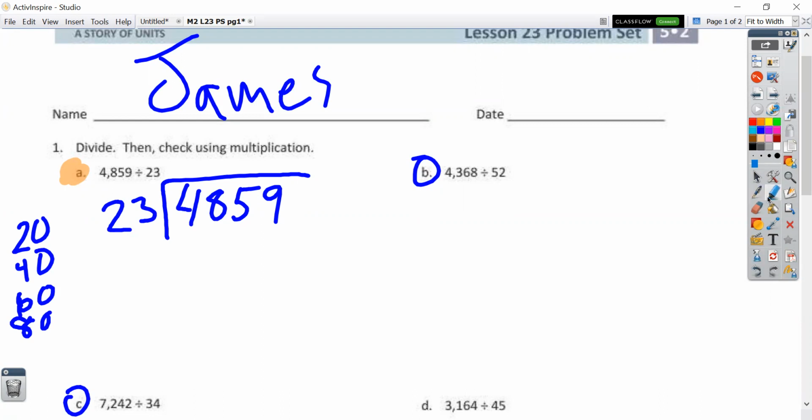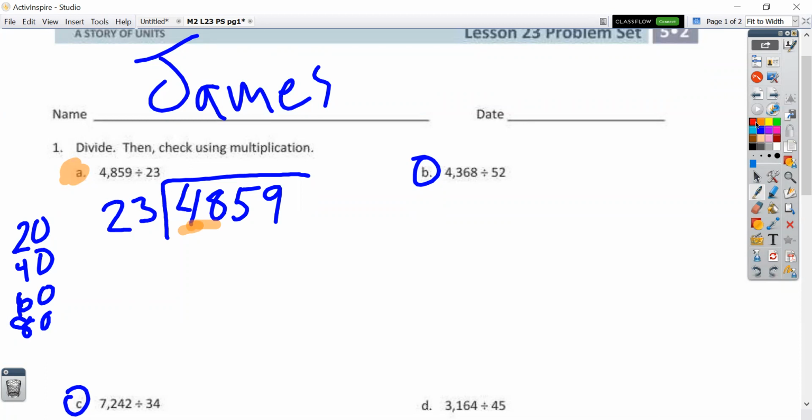Now, remember, 23 is a 2-digit number, so starting in the thousands place is probably not going to work because thousands only has 4 in the thousands place. Well, we can't divide that equally across 23 groups. But if we expand it to our hundreds and we think about 48 hundreds, that's larger than 23, so we definitely can do it. Well, the question would be, how many groups should we try to start with?